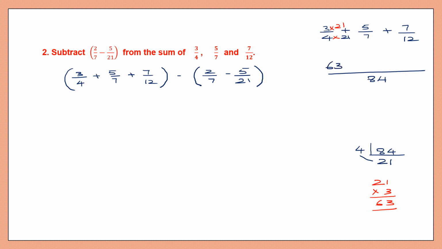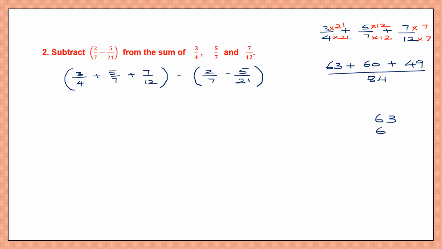Now let's go to the second fraction. Okay, so here the denominator is 7. 7 into what is 84? 12. So multiply 5 also by 12. 12 5s are 60. So let's write 60 here. Plus, let's go to the third fraction. Denominator is 12. 12 into what is 84? 12 into 7. So multiply 7 also by 7. 7 7s are 49. So now we have to add up 63, 60 and 49. So let's add up all these.